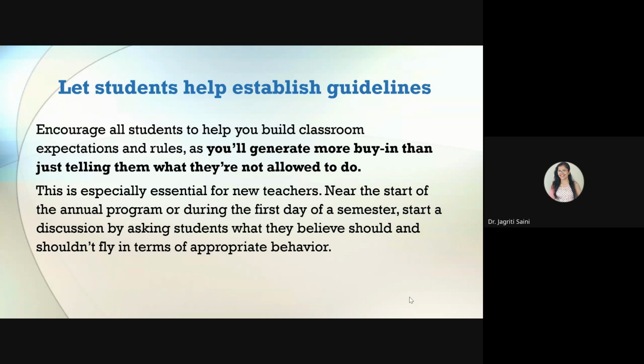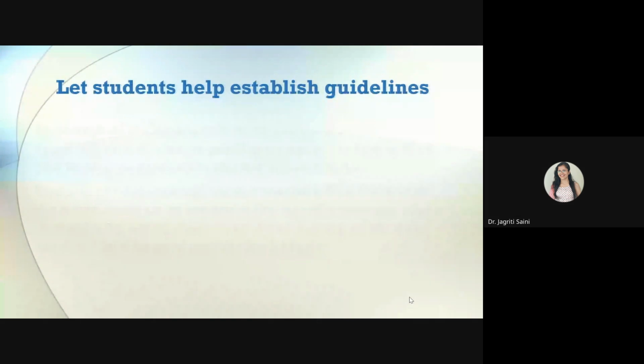Although these are very simple things to implement in the classroom environment, this is how we can establish a behavior, how we can set some guidelines for them. And when we have this kind of interaction with the students, they feel more connected. They definitely feel more responsive with the subject as well as with the teacher.